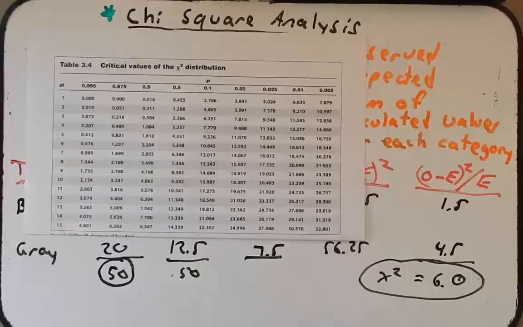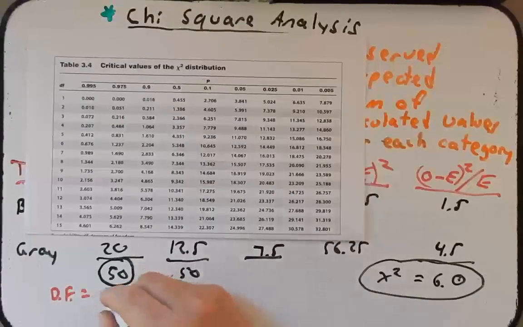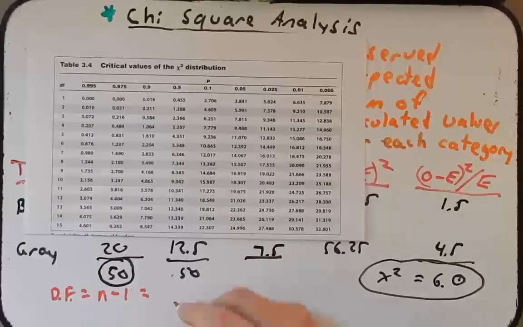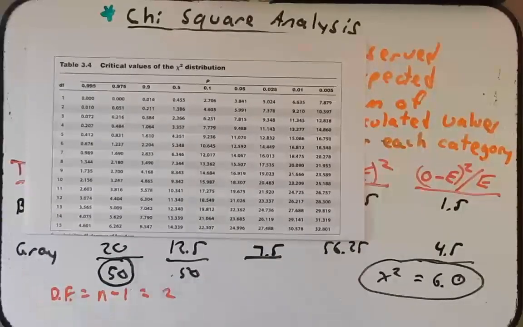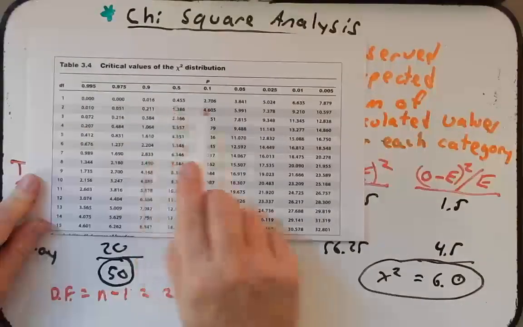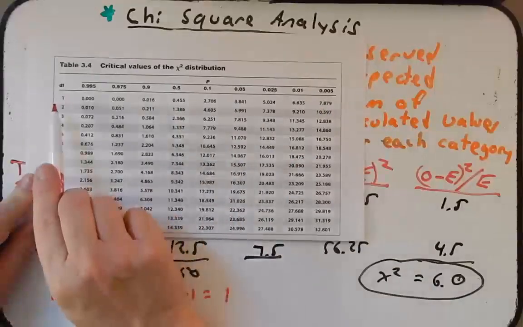But you have to do a few things here. The first, you need to calculate your degrees of freedom. So degrees of freedom is calculated by taking your number of categories, subtract 1. For us, our number of categories is 2 because we have 2 categories, black and gray. Subtract 1 from that and you get 1. So we know by looking at this table, we're only going to look at this top row because that's where our degrees of freedom are.